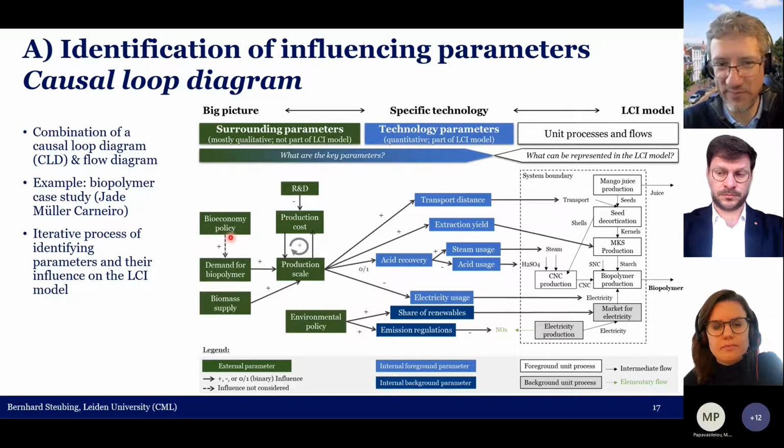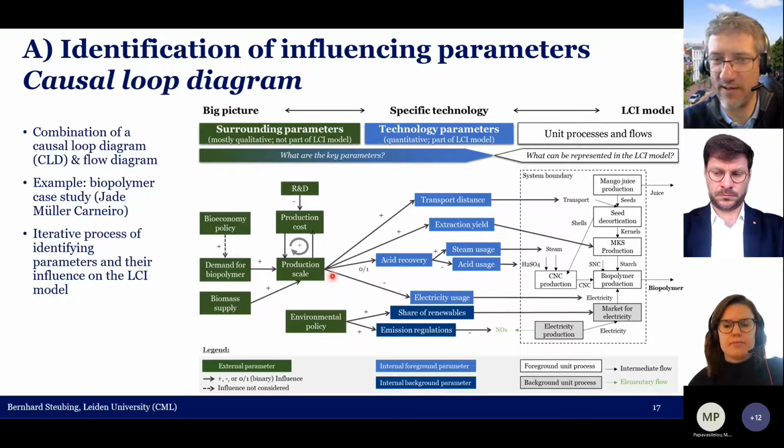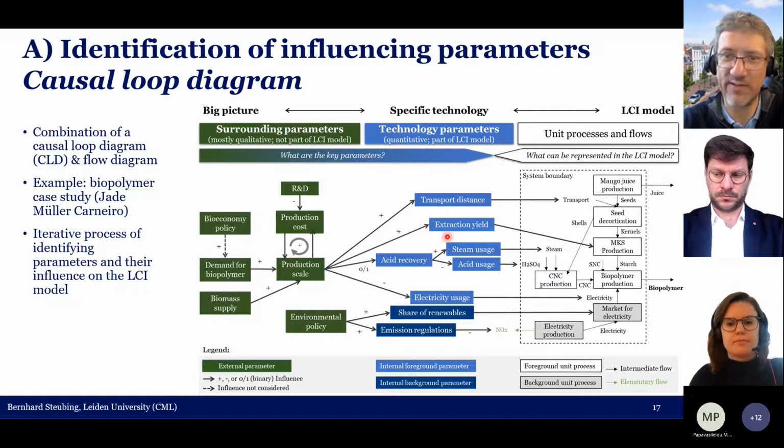So we could also take a walk from left to right here. We could say that the production scale, for example, depends on the demand for biopolymer, and at the same time on the biomass supply. And then depending on how the production scale is, whether it's high or low, that will influence the average transport distance of biomass. It could influence the yield of the technologies. It could influence whether certain components of a technology are installed or not, like acid recovery, how much electricity is used, etc.